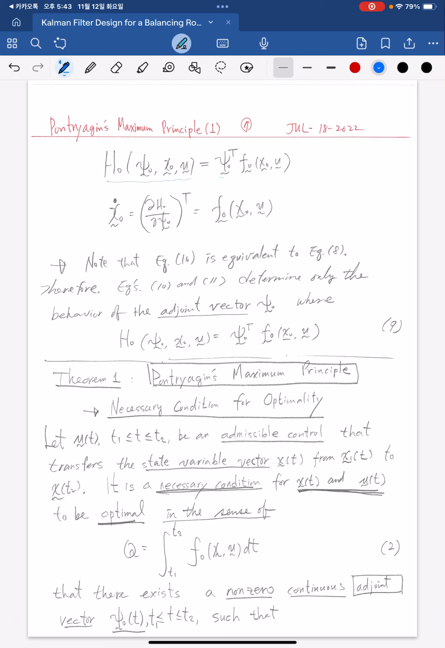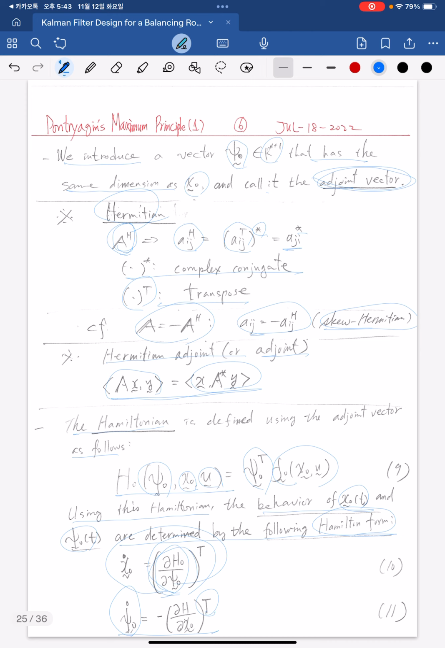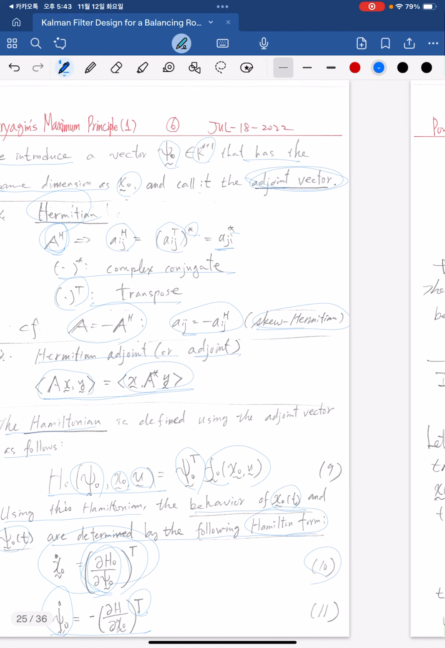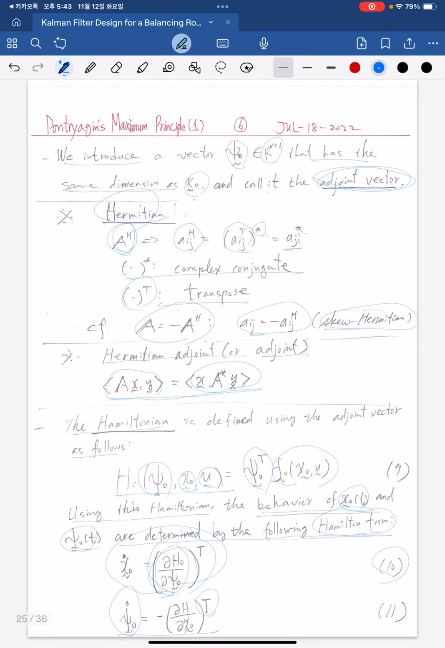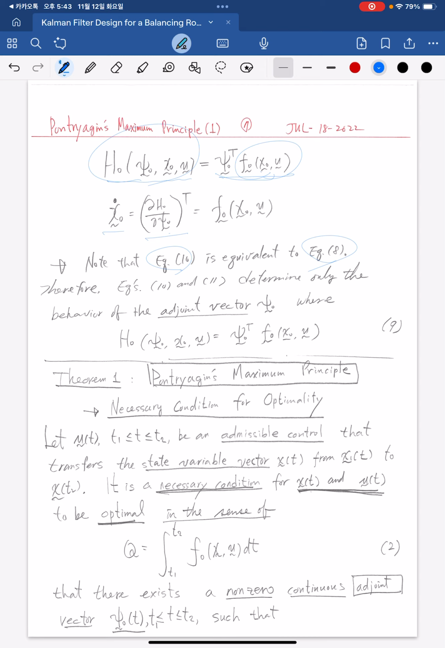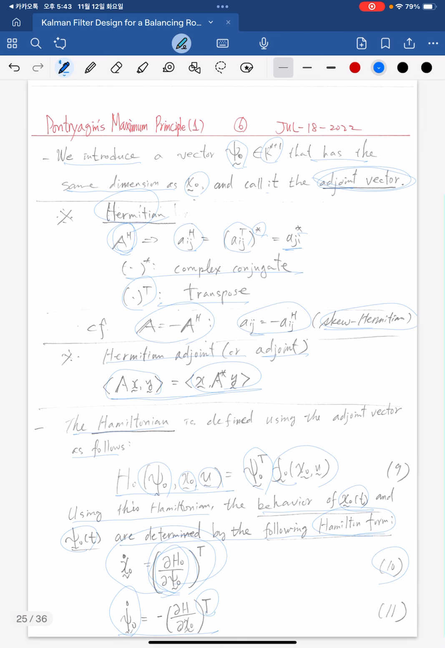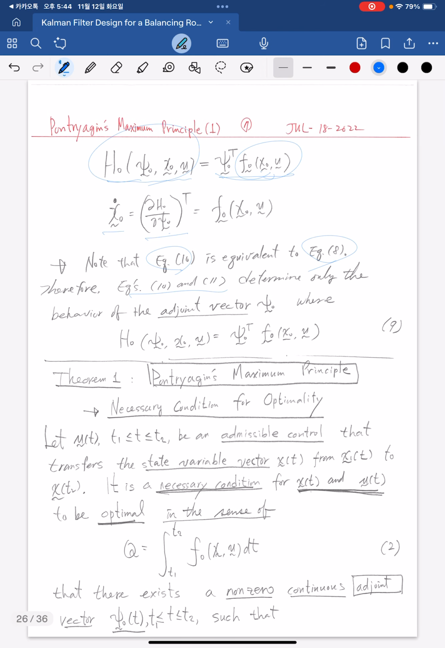H0는 psi 0 F0(x, u), psi 0 transpose F0. psi 0는 이 자체를 psi 0에 하면은 요놈이 나오죠. 근데 equation 10 is equivalent to equation 8. 그 요놈이 누구한가 하면 equation 8하고 같은 거지. 요놈하고 같은 거지. Therefore, equations 10 and 11 determine only the behavior of adjoint vector psi 0 where H0 equals psi 0 transpose F0.